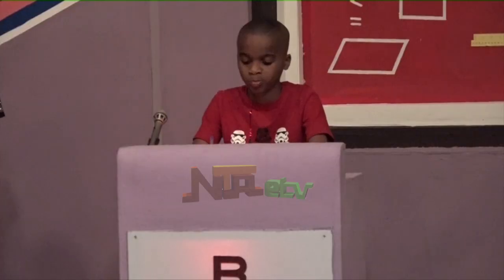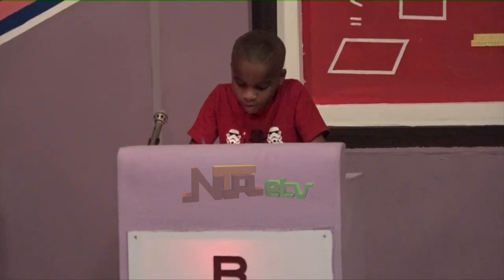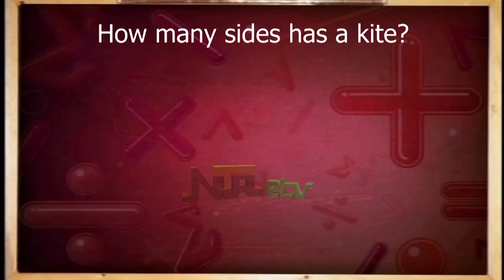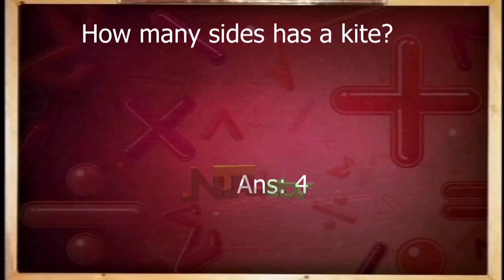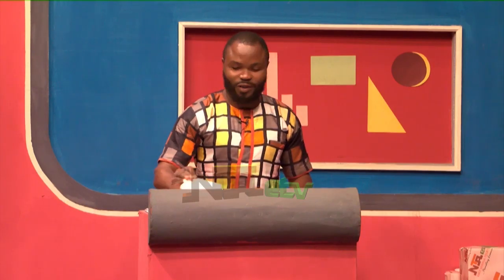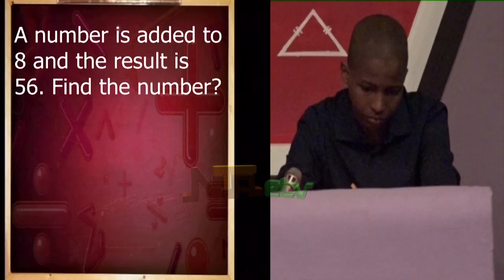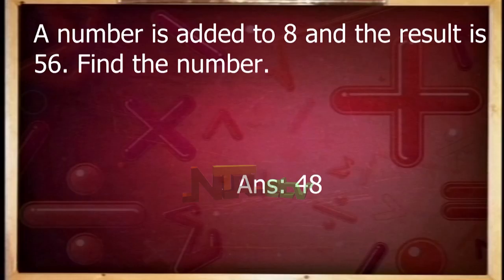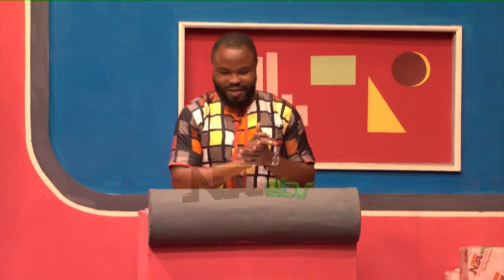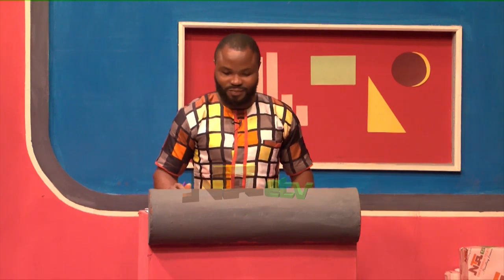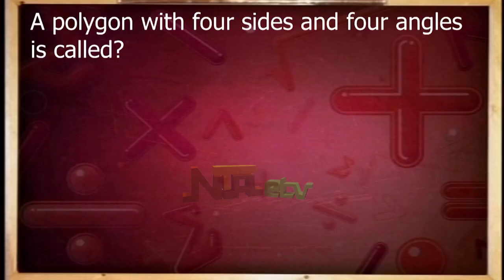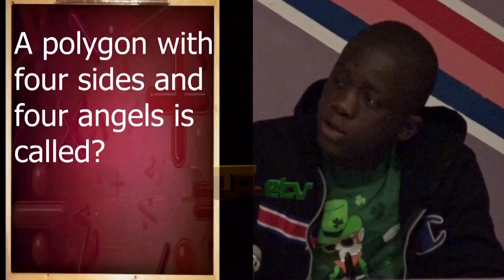Contestant B, your question. Question 13. How many sides has a kite? 4. 4 is correct. Contestant C, your question. Question 15. A number is added to 8 and the result is 56. Find the number. 48. 48 is correct. Contestant D, your question. Question 12. A polygon with 4 sides and 4 angles is called? Quadrilateral. A quadrilateral is correct.